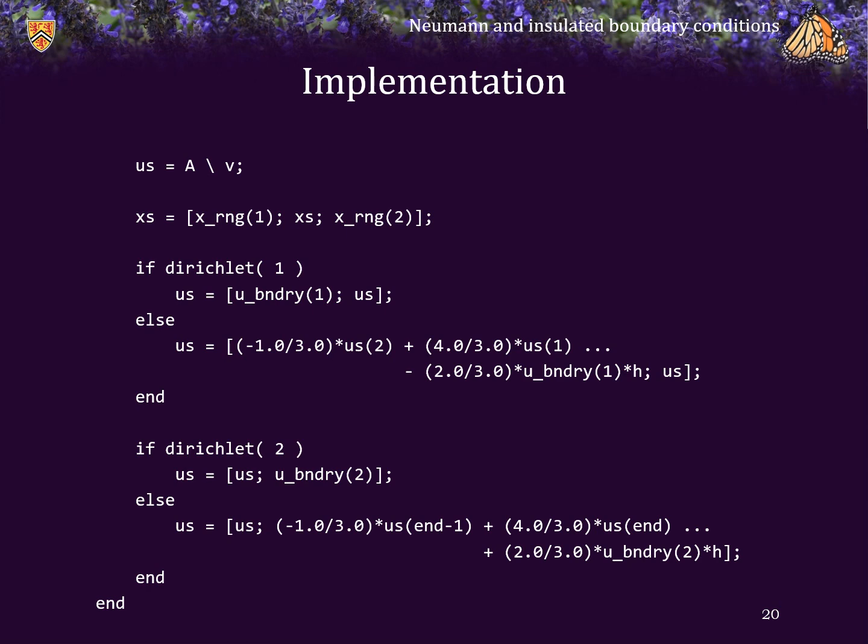We solve the system of linear equations. We add both a and b to the vector of x values, and if the left-hand boundary condition is Neumann, then we have a slightly more complex expression for approximating the value of the solution at the left-hand boundary point, and we have a slightly more complex expression approximating the value of the right-hand boundary, again, if the right-hand boundary point is a Neumann condition.